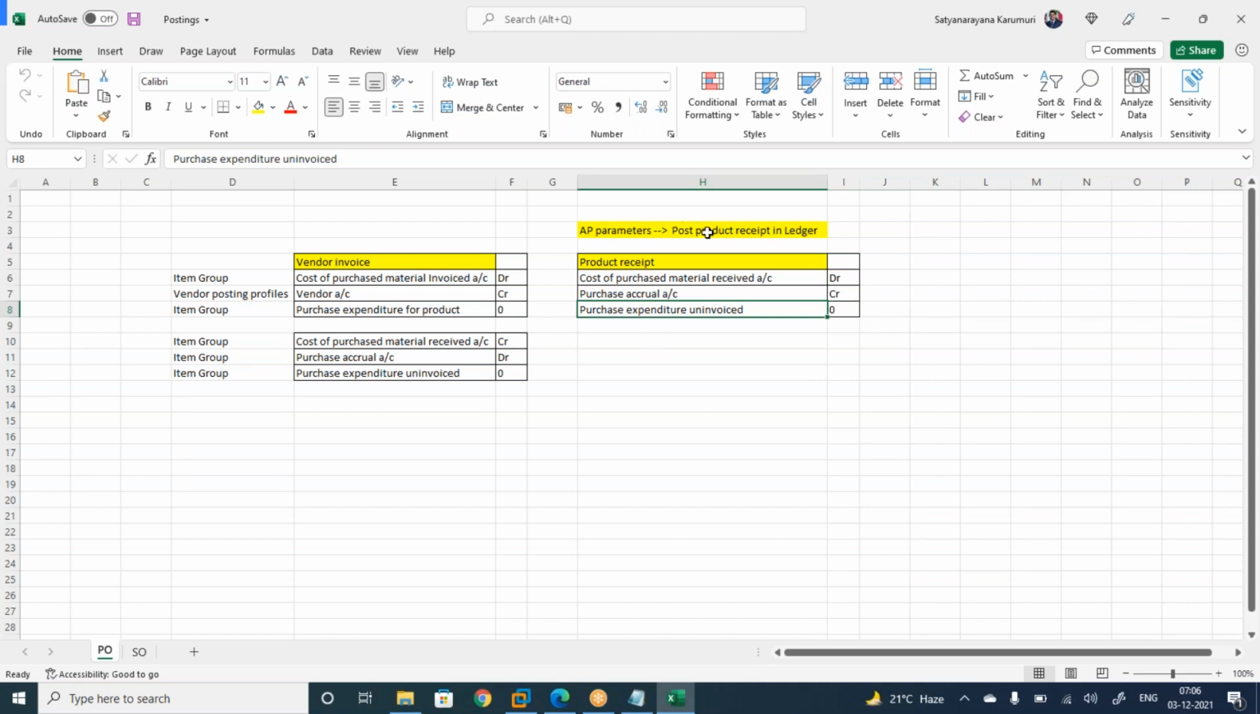So whatever was posted at the time of product receipt will be reversed at the time of invoicing. So debit will be credited and credit will be debited, and actual postings will be updated. Remember, during product receipt, it will consider only material cost. It will not include charges, it will not include taxes.